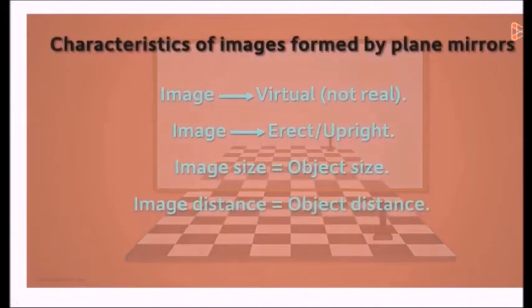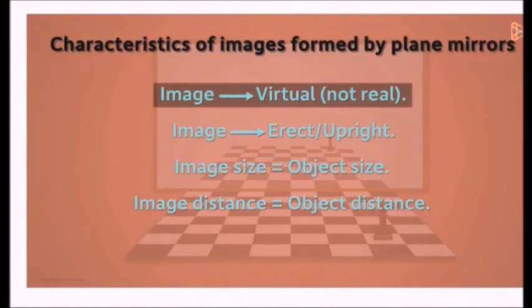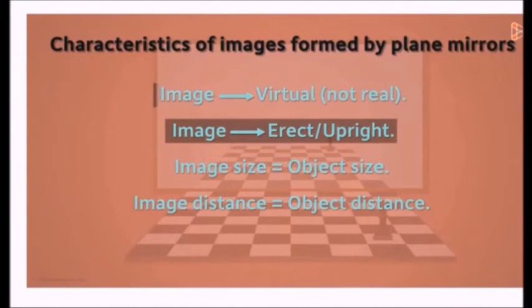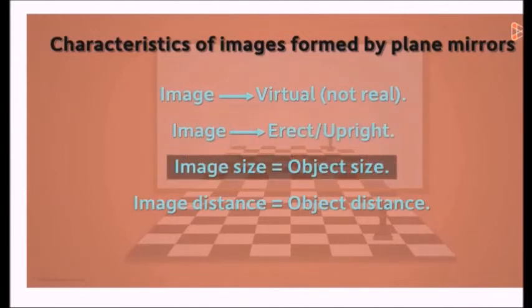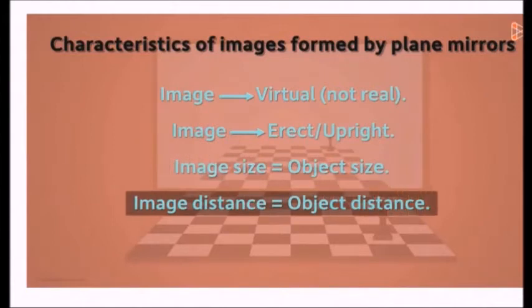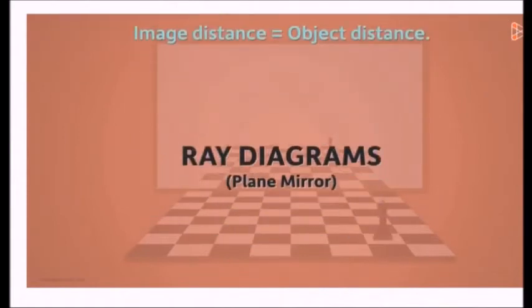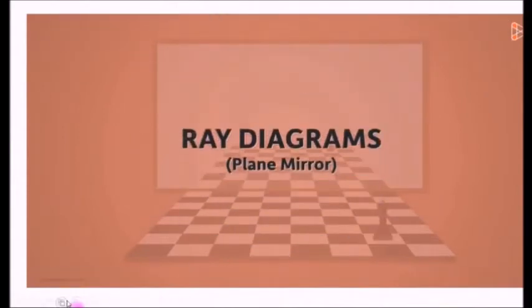So these were the characteristics of the images formed by a plane mirror. Let's quickly review them. First, the image formed by a plane mirror is virtual and not real. Second, the image formed is always erect or upright. Third, the size of the image formed is the same as the size of the object placed on the other side of the mirror. And lastly, the image formed is at the same distance from the mirror as the object is. In the next video, we will see what ray diagrams for plane mirror images are and how to draw them.